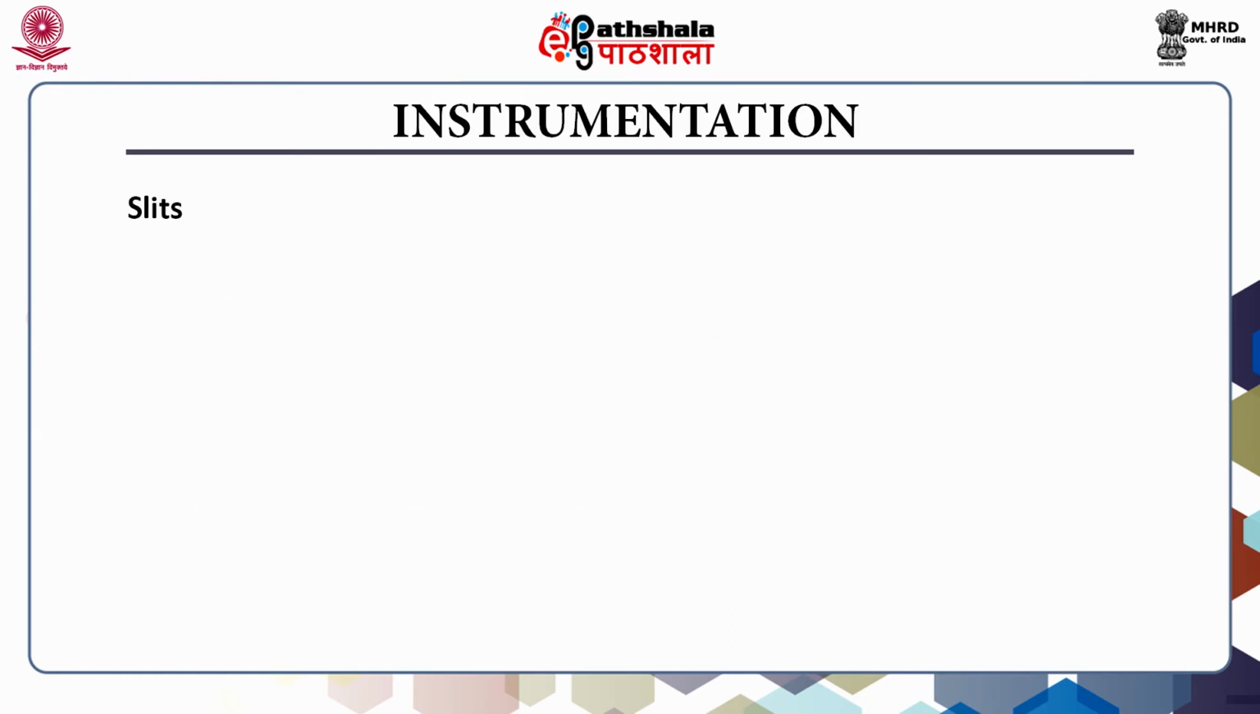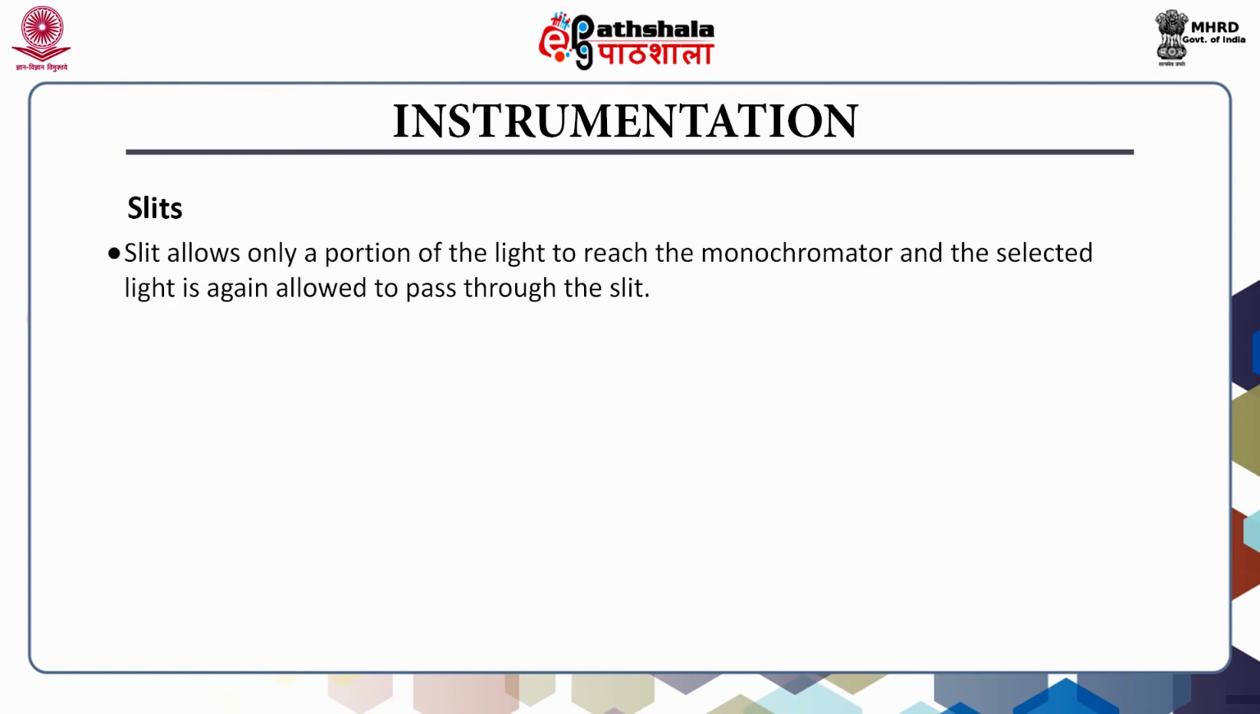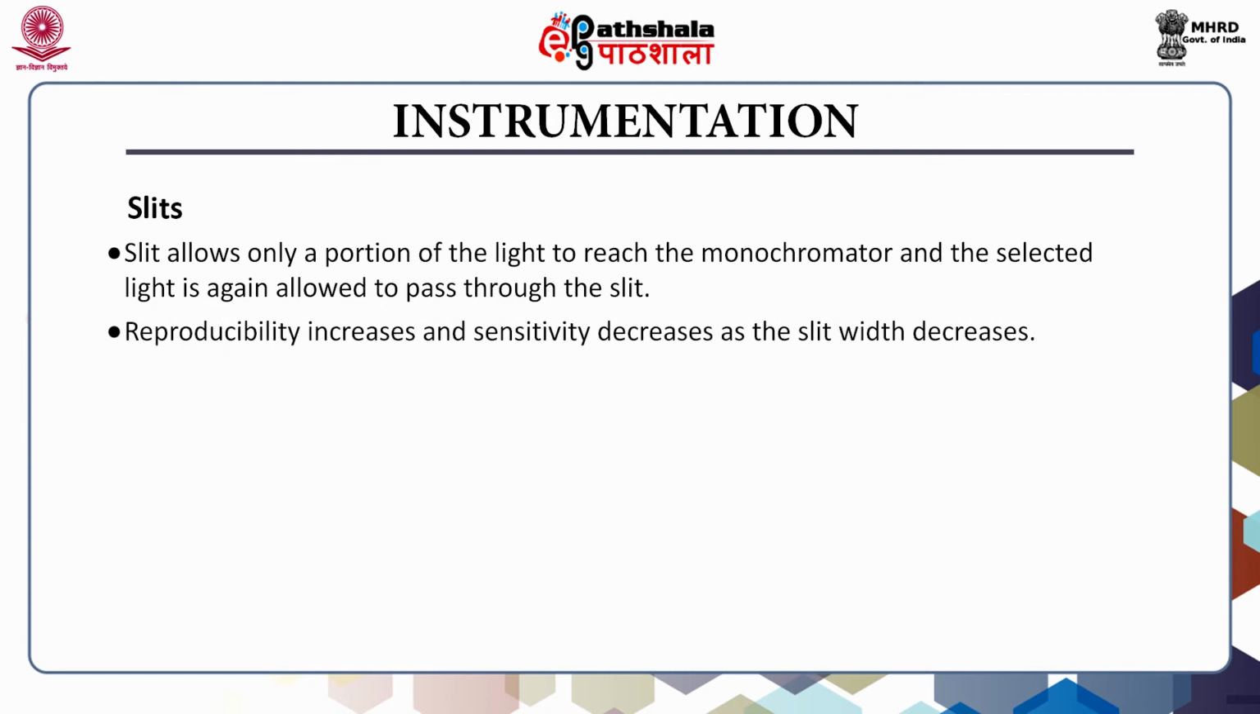Optical slit width affects the bandwidth. Light from a source is emitted in all directions. Slit allows only a portion of light to reach the monochromator, and the selected light is again allowed to pass through the slit. The reproducibility of the absorbance values increases as the slit width decreases. With the decrease in slit width, sensitivity also decreases as less light reaches the detector.